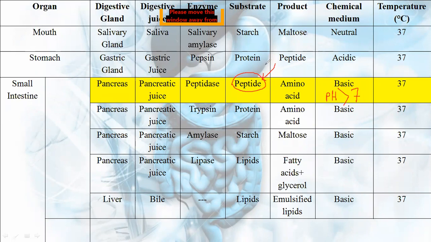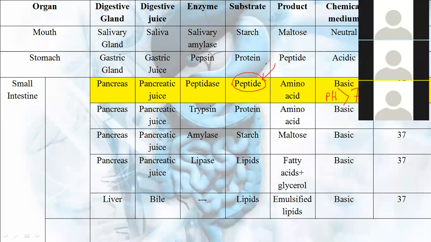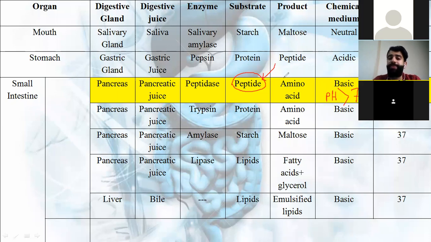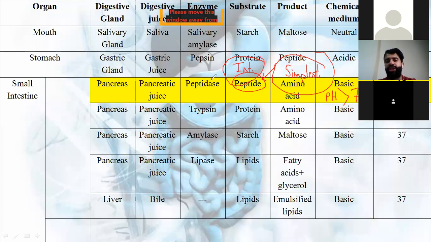What do you think about the amino acid? Intermediate. What do you think about proteins? Complex. Great. So the amino acid is the simplest form, the intermediate is the peptide, and the complex one is the protein.